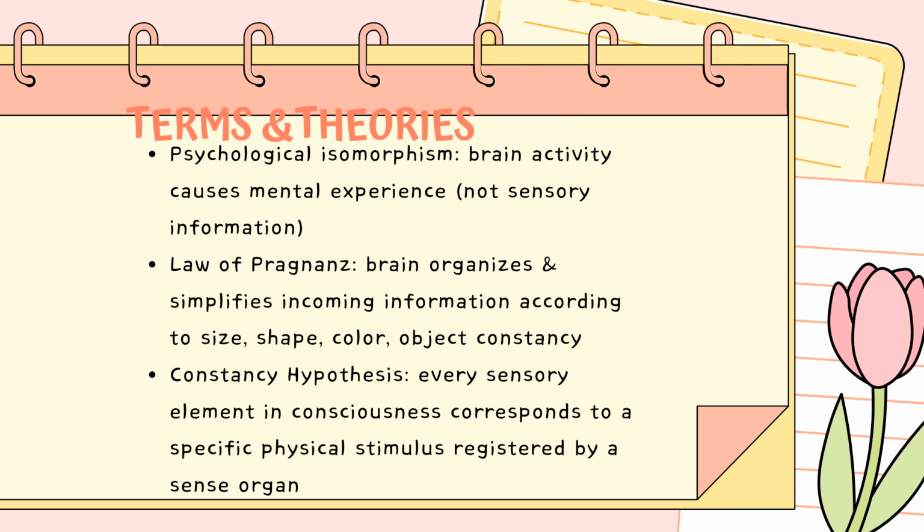The constancy hypothesis then is that every sensory element in consciousness corresponds to a specific physical stimulus registered by a sense organ. So everything in the physical world that we touch, see, hear has a term, like in our head, our brain has a term for it.